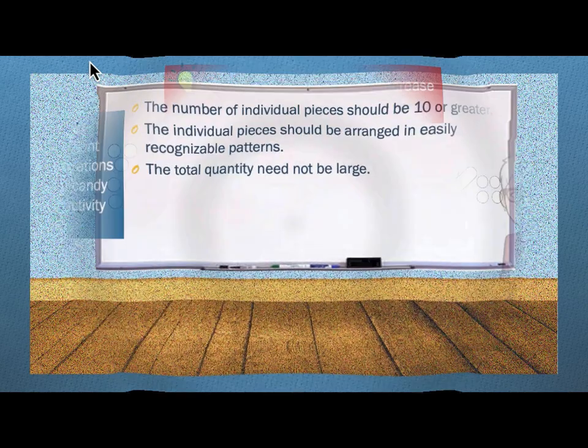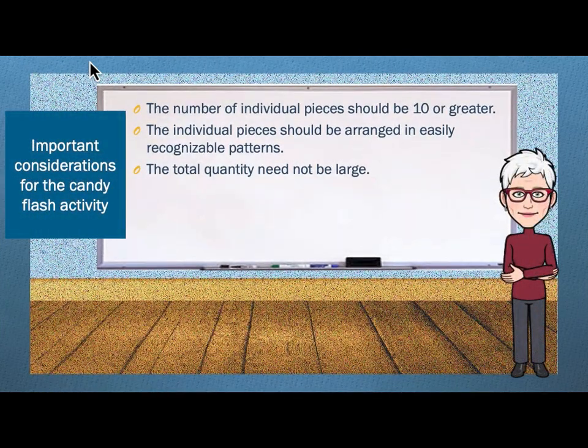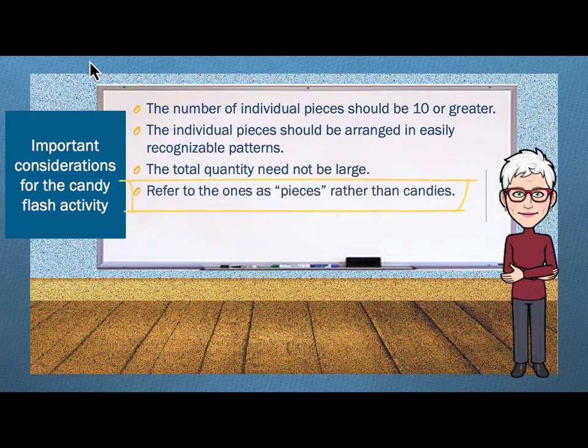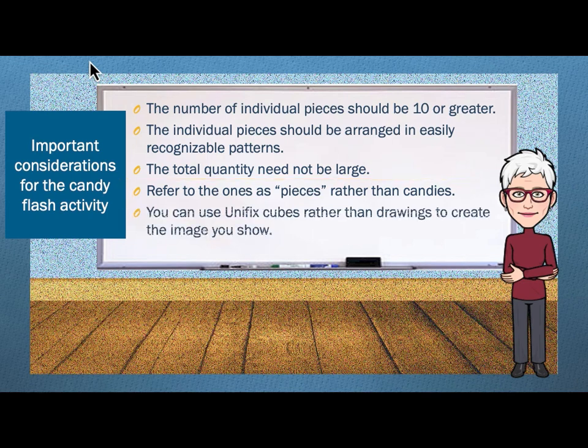The fourth consideration is this. Children can become confused if we use the word candies to refer to both the total quantity and to the individual loose pieces of candy. For this reason, we suggest referring to the loose pieces of candy as pieces rather than as candies. So, for example, when the teacher asks how many candies does Mrs. Wright have, the children understand that she means the total quantity, not the individual pieces.